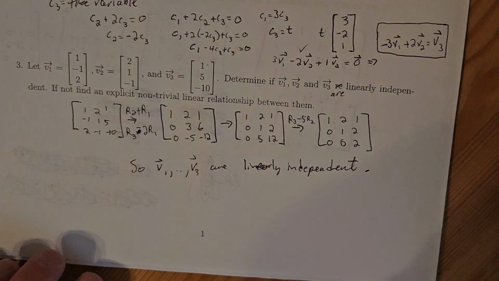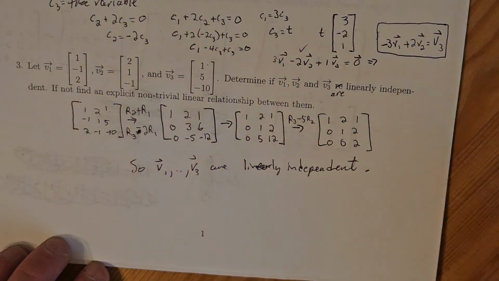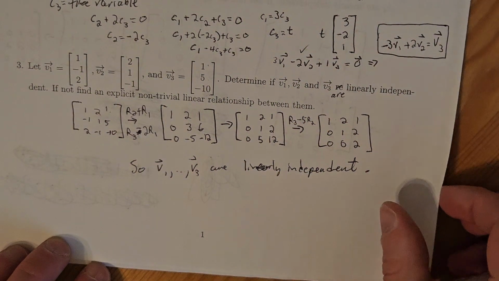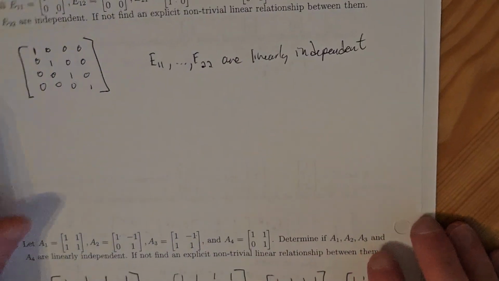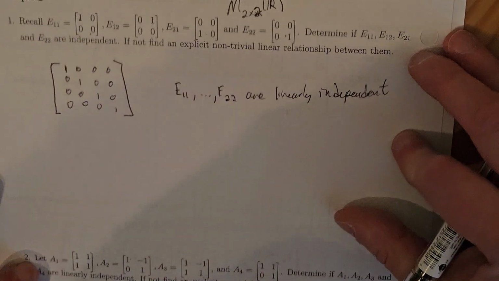So we get that v1 through vk are linearly independent. So let's continue on with another set of examples here.